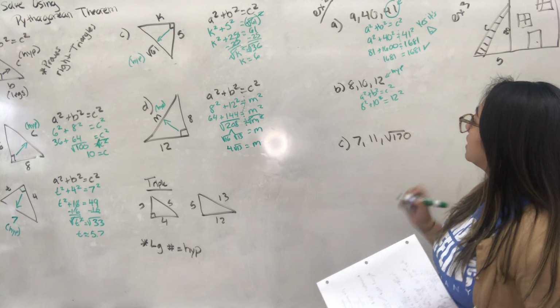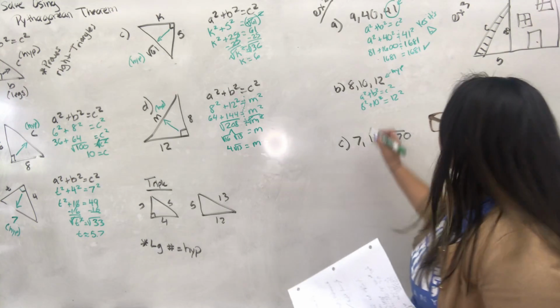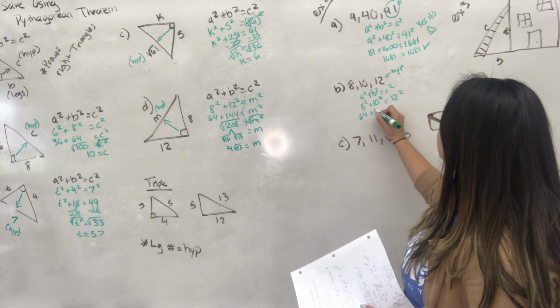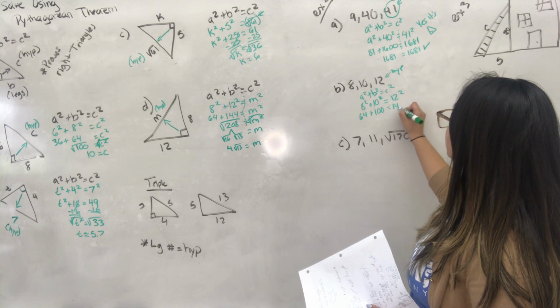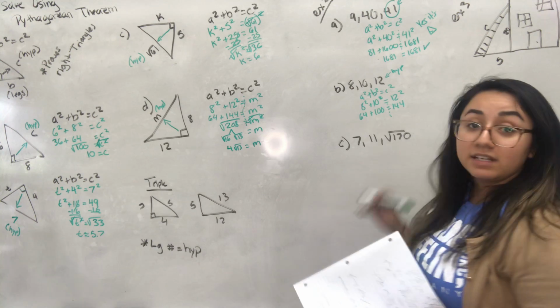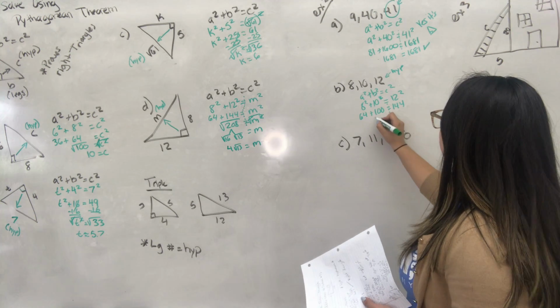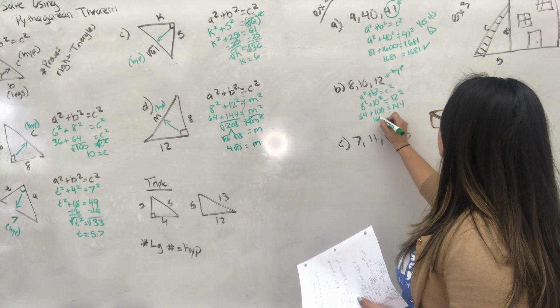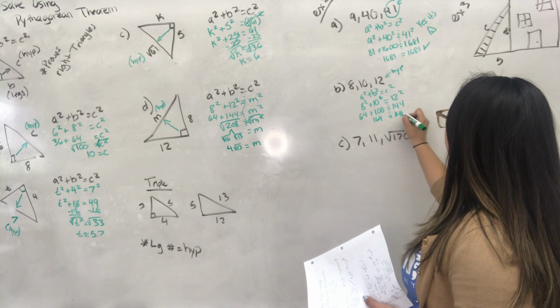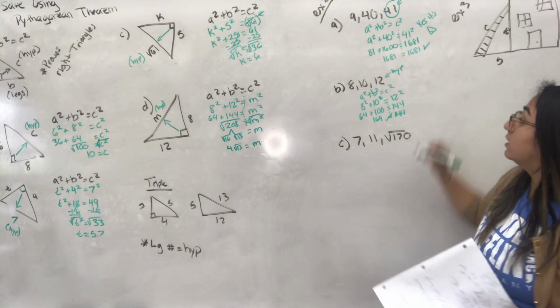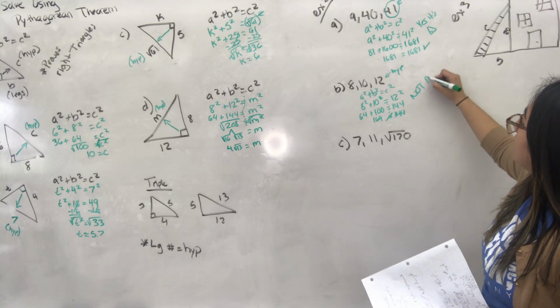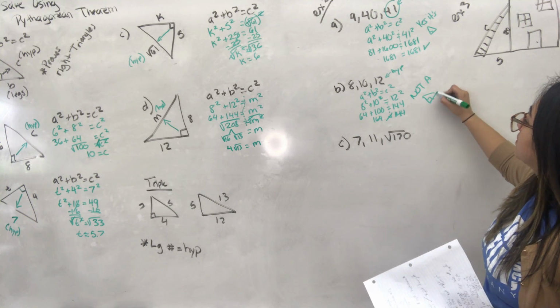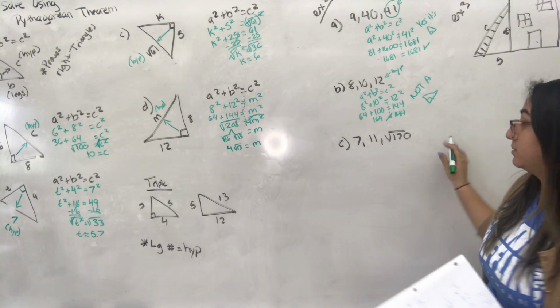8 squared plus 10 squared equals 12 squared. 8 squared is 64. 10 squared is 100. 12 squared is 144. Remember, one side, the left side, should equal the right side. 64 plus 100, 164 equals 144. They do not equal. It's not a right triangle. So this proves it not to be a right triangle.